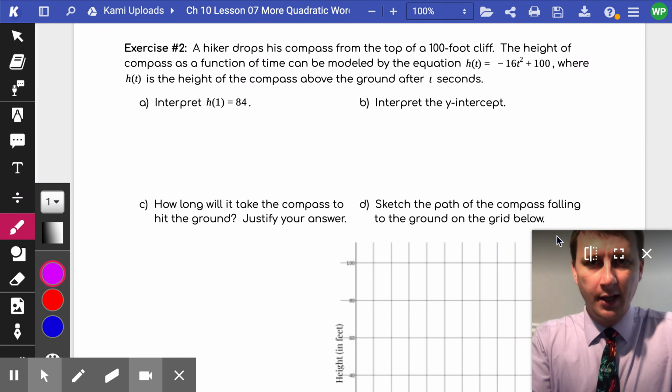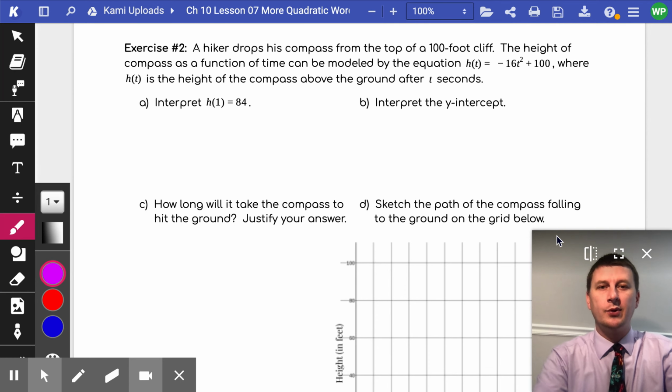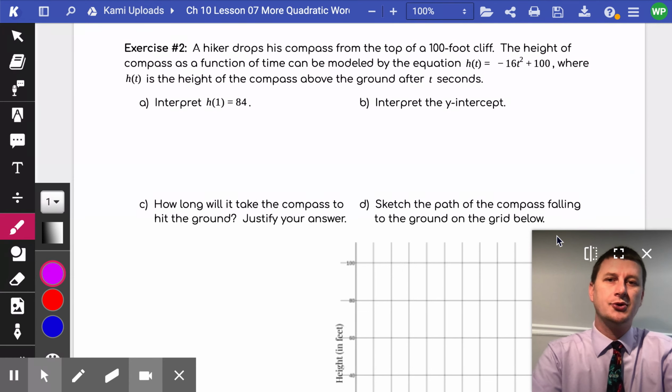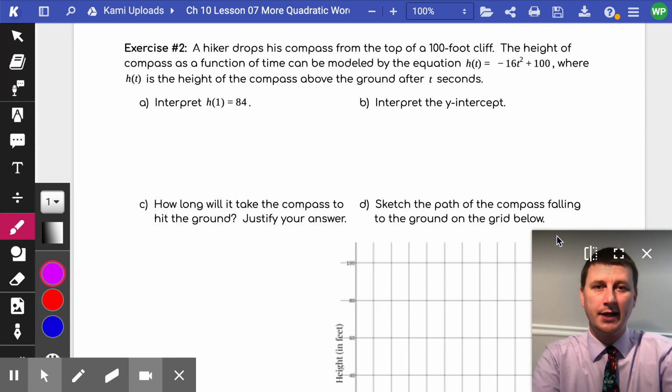Algebra 1. And in Algebra 1 today, we're going to be looking at more quadratic word problems, which is found on Lesson 7 in Chapter 10 of your workbook.